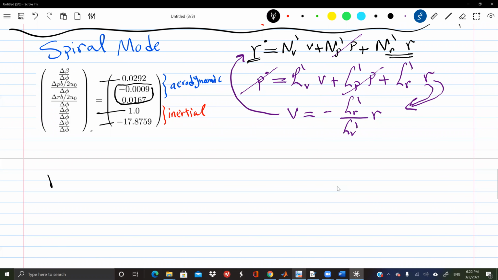The resulting equation, I know that this is a bit confusing, but it is the best approximation that the community has so far for the spiral mode. It is not accurate, but it gives you a very good understanding of the physics. We're going to discuss this in a minute.